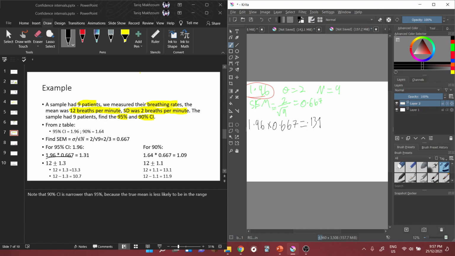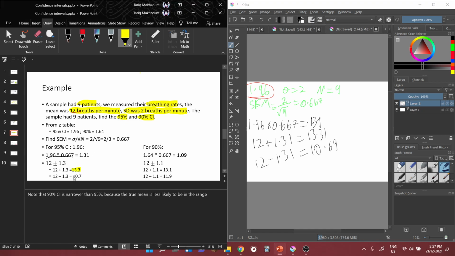Now again, we take our sample mean, that's 12, and then we're going to add and subtract 1.31 from it. So 12 plus 1.31 is 13.31, and 12 minus 1.31 is 10.69. And so I rounded the values here to 13.3 and 10.7.